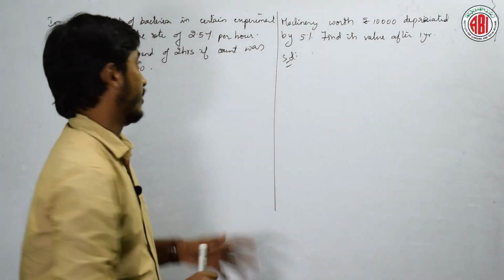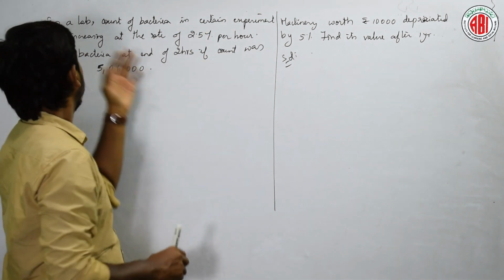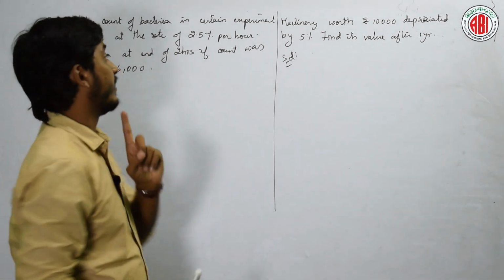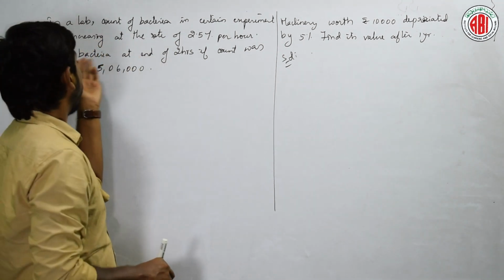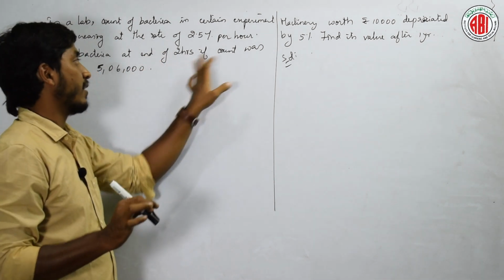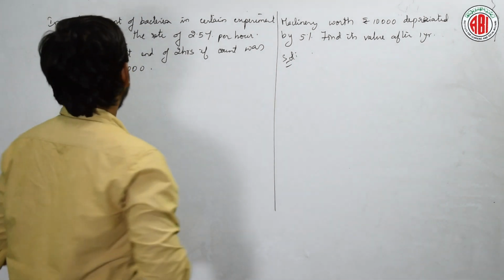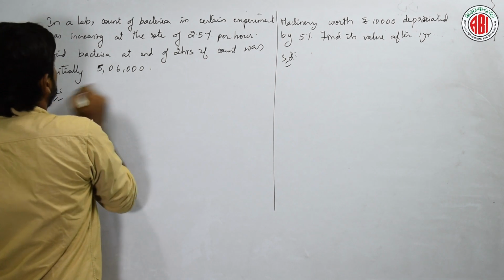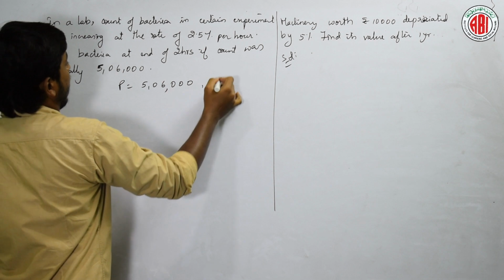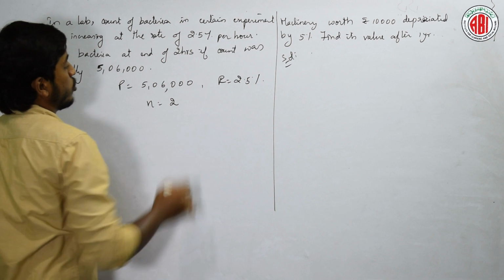Now see here the next question. In a laboratory, the count of bacteria in a certain experiment was increasing at a rate of 2.5% per hour. Remember, that is not per year or per day. Find the bacteria at the end of 2 hours. Instead of years, you can consider it as hours. The count was initially 506,000. Initial is 506,000. Rate is 2.5% and the time is 2 hours.